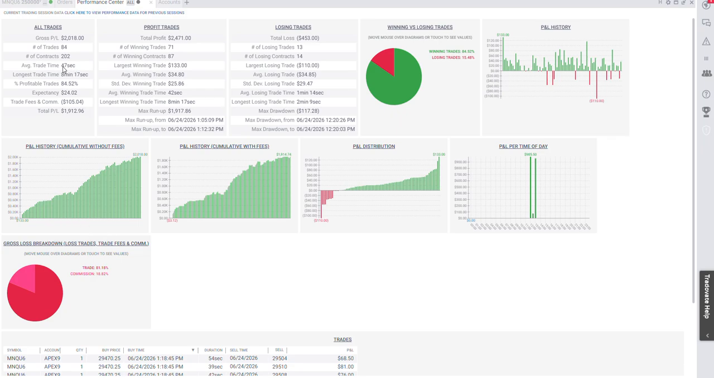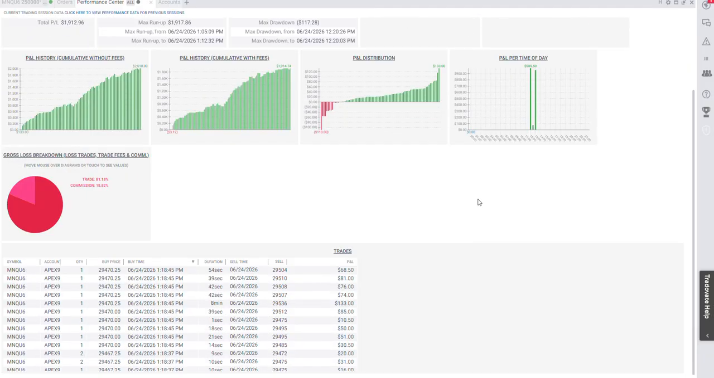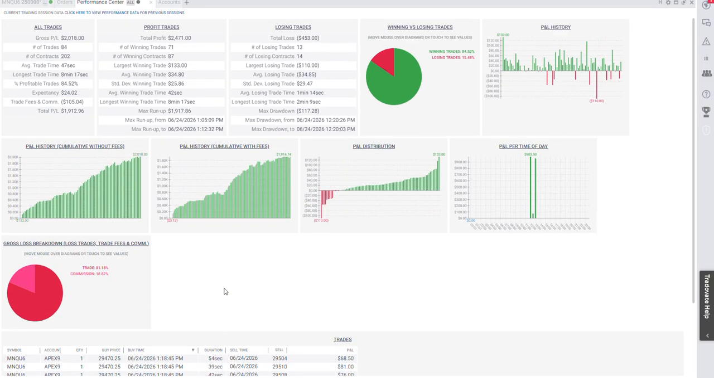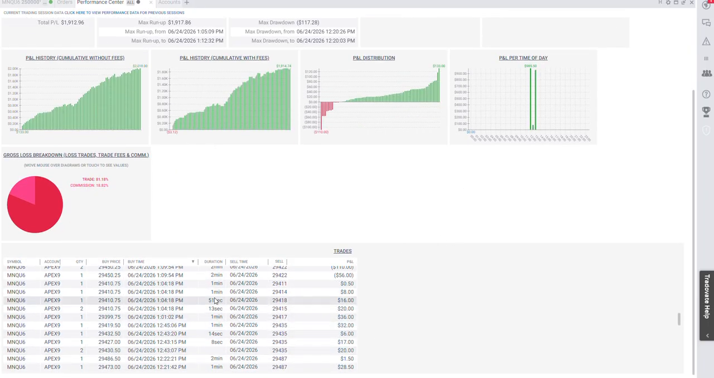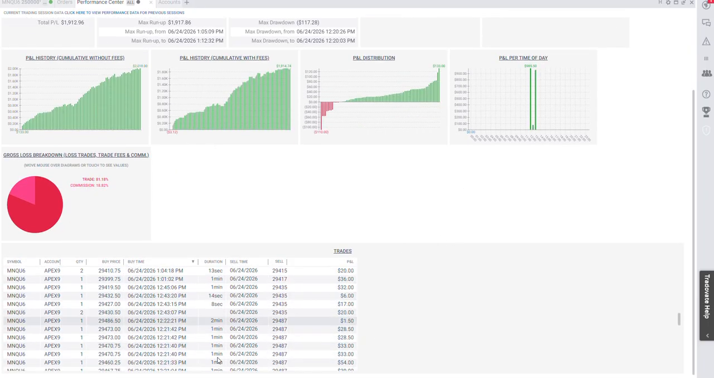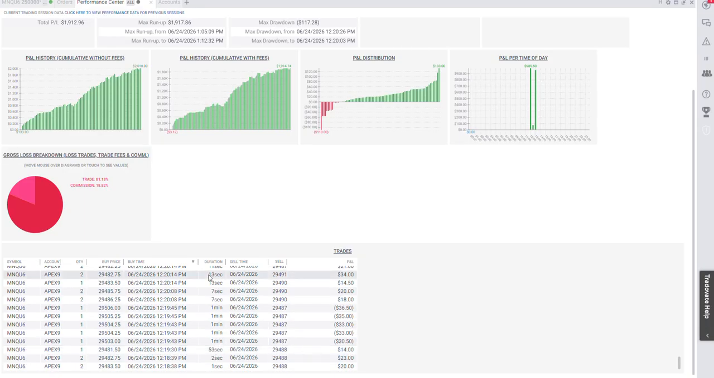It's pretty mind-blowing. 47-second average hold time. And then if we look at my trades today, you can see how insane the hold times are. Start at the bottom. So we had 1 second, $20. 2 seconds, $23.